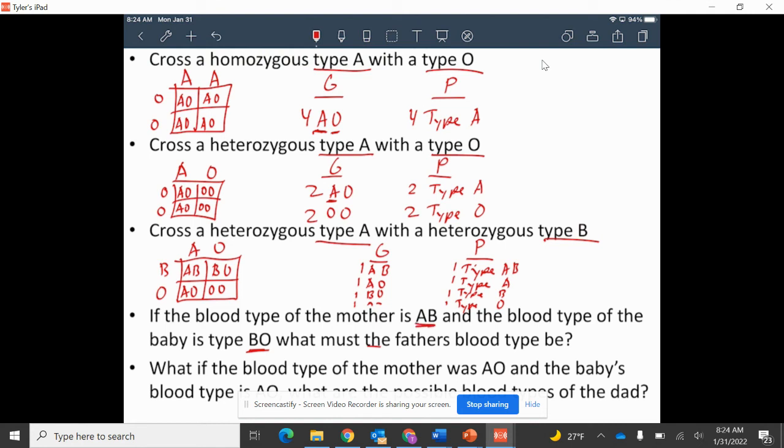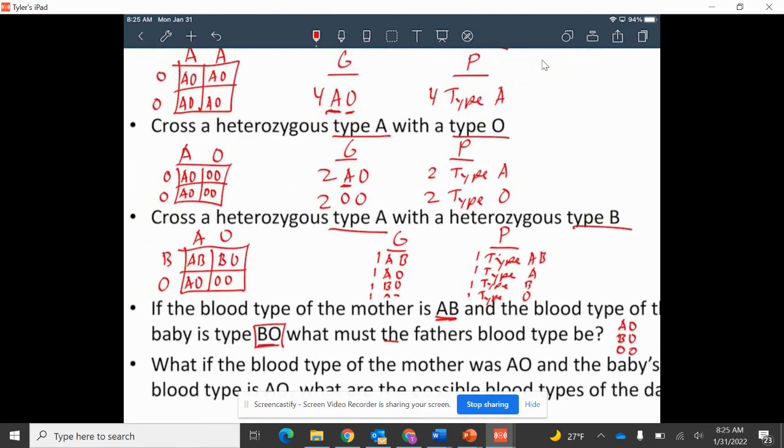Okay? So mom's AB, baby's BO. We know the B came from mom, otherwise she would have passed down the A. But what could dad be? Well, dad could be AO and pass down the O. He could be BO and pass down the O. Or he can be OO and pass down the O. So dad could have been type O, type A, or type B and still created a baby that is BO, right? Again, a tricky one there, okay?